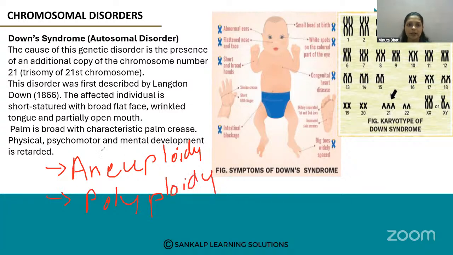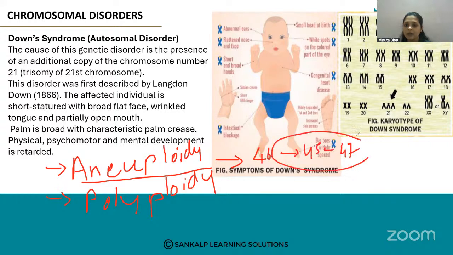Polyploidy and euploidy. There are two types of chromosomal disorder. Aneuploidy means there is an addition or a lesser number of chromosomes than the normal chromosomes. Now there are 46 chromosomes, here it can become 45 or 47, right? So addition or deletion of the number of chromosomes is called aneuploidy.